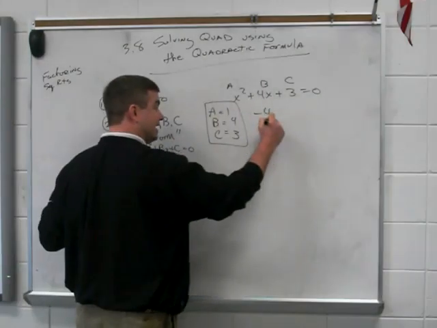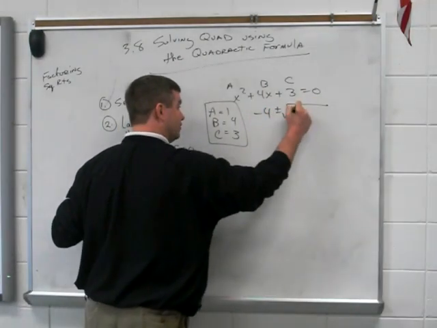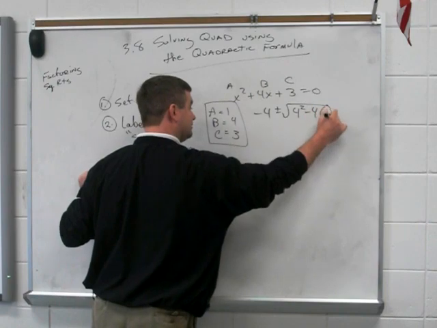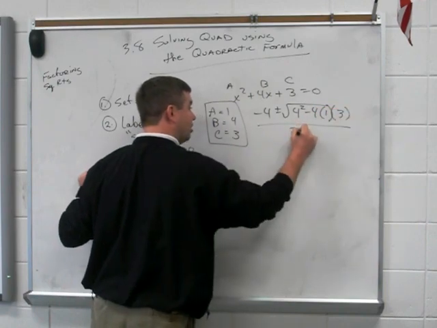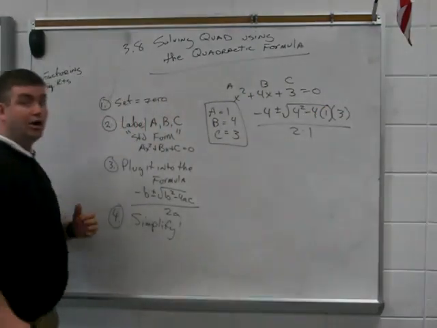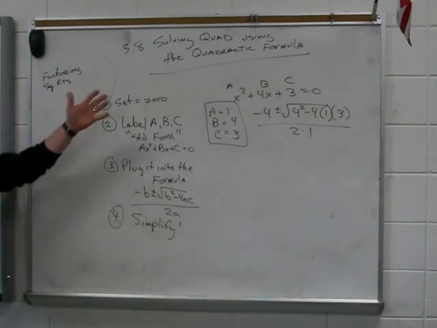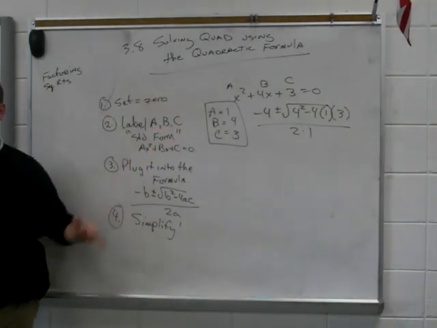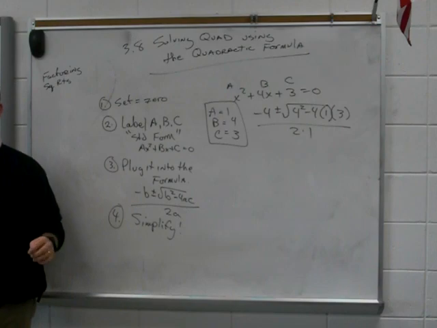Negative b is going to be negative 4 plus or minus the square root of 4 squared minus 4 times 1 times 3, all over 2 times 1. All I did was plug it in. I plugged in a, b, and c. Okay, I said it kind of fast.